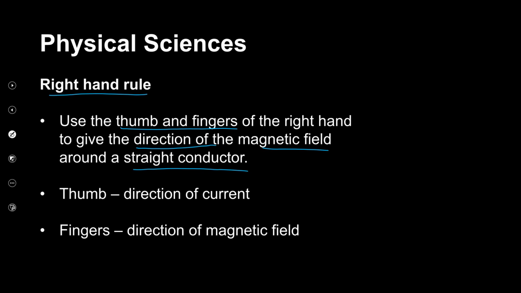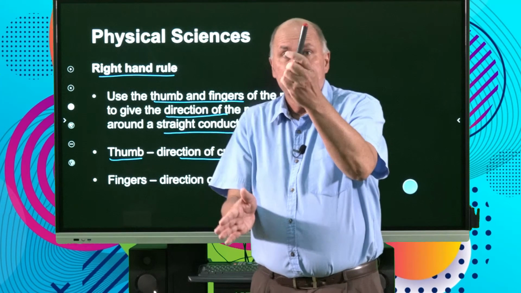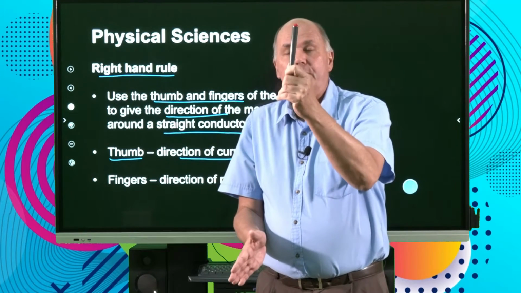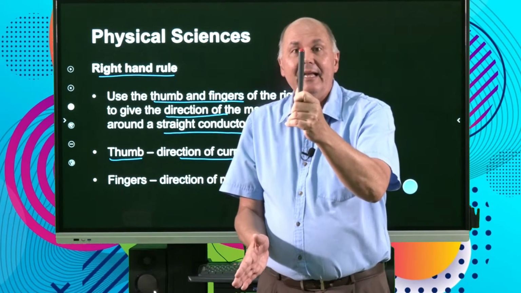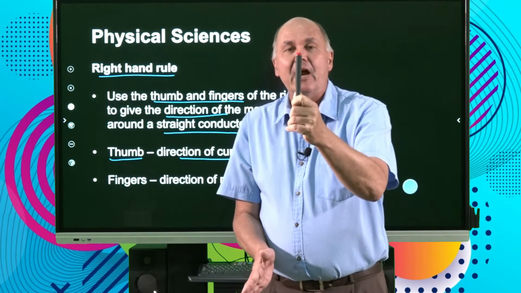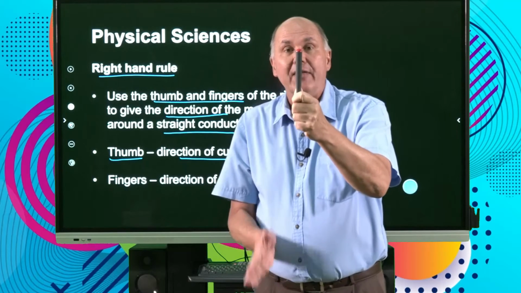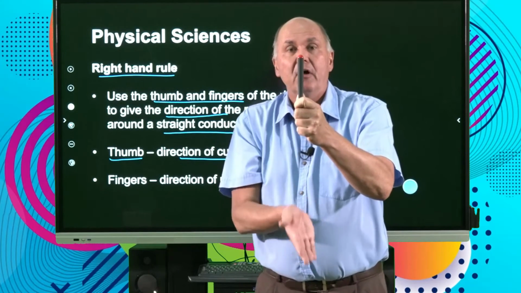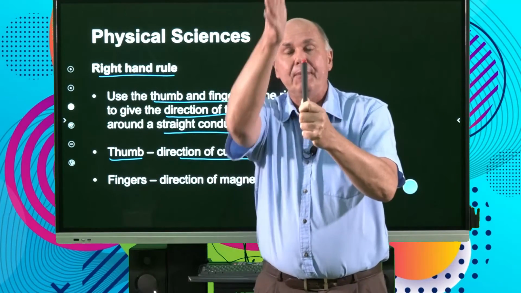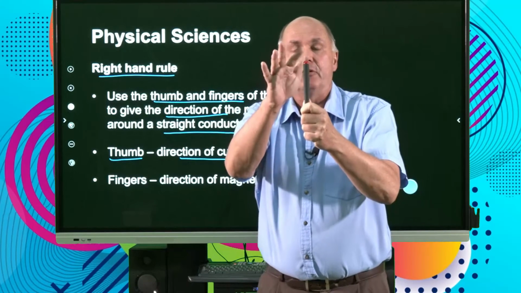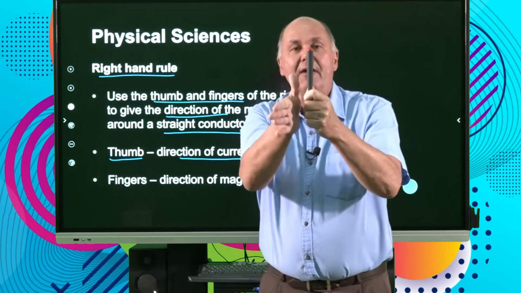The way we do it is we say that the thumb is the direction of the current. Pretend for a minute that this is a conducting wire, and the red end is the direction in which the current is passing through. So that's the positive end. It's going from positive to negative. It's going up. Let's say that would be negative then. We're saying the current is going up.